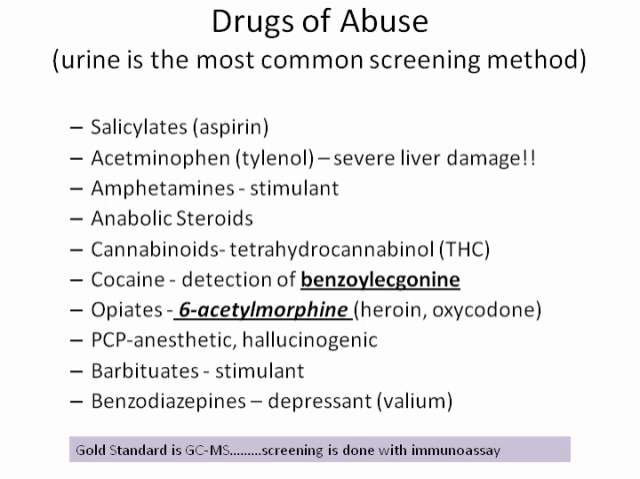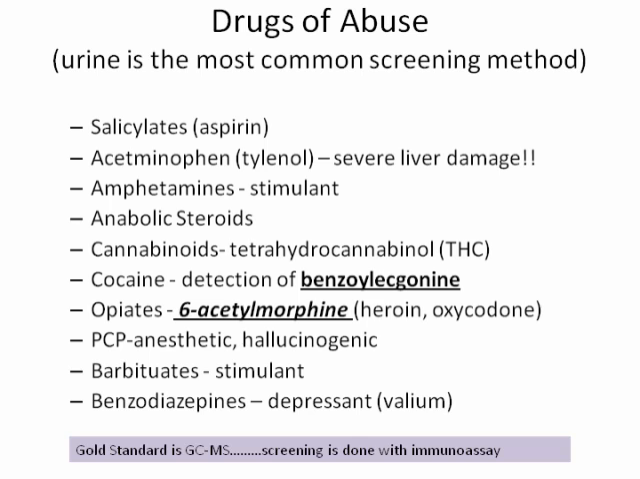Some drugs of abuse. Very important to make note of the fact that urine is the most common screening method. Salicylate would be considered aspirin. Acetaminophen or Tylenol can cause severe hepatic or liver damage. Amphetamines are considered stimulants. Anabolic steroids are like what your bodybuilders would be taking. Cannabinoids or tetrahydrocannabinol is your typical marijuana.